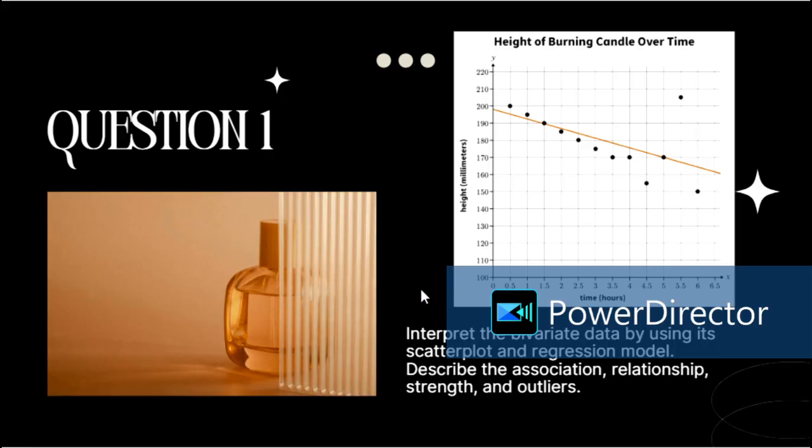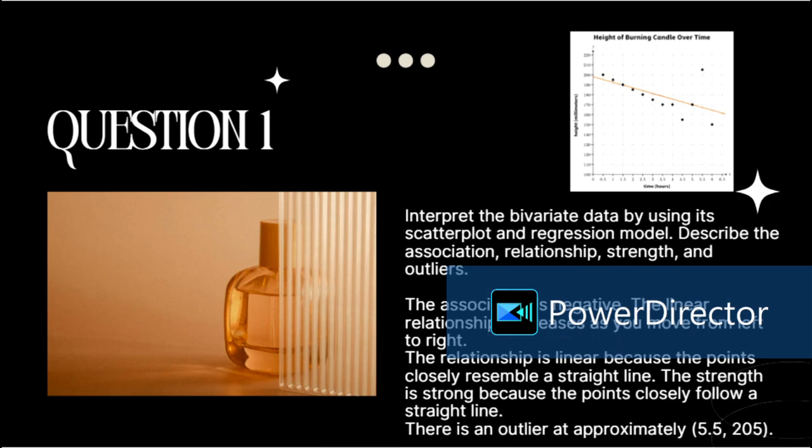Okay, association is either positive, negative, or no association. This one is obviously negative. Relationship is linear or nonlinear. It's linear because it has a straight line. Strength is strong or weak. It's strong. They're all relatively close. And there are 3 outliers. Okay. It says there's only 1 outlier. I guess they consider this one close. This is the outlier. All right.